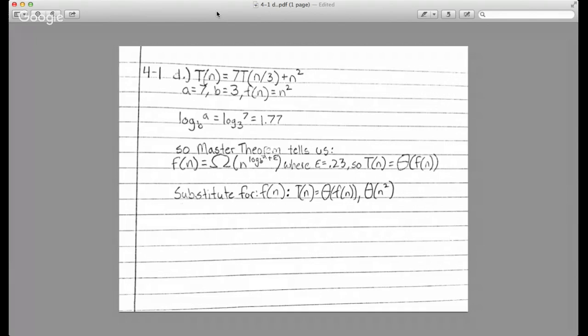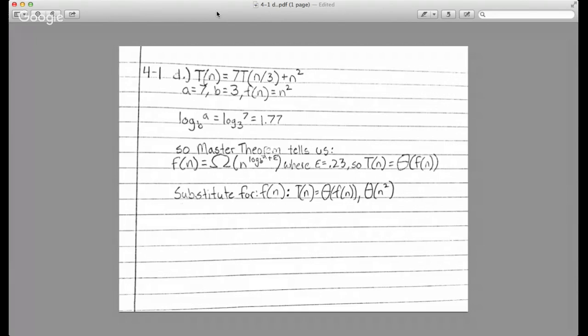So the master theorem tells us, because we know that f of n is n squared and log base 3 of 7 is 1.77, that to get to 2 we're going to need to add. Because of that, the master theorem gives us f of n is big omega of n to the log base b of a plus epsilon. We need to add 0.23 to 1.77 to make them equal. So we end up with the third case, where T of n is big theta of f of n.